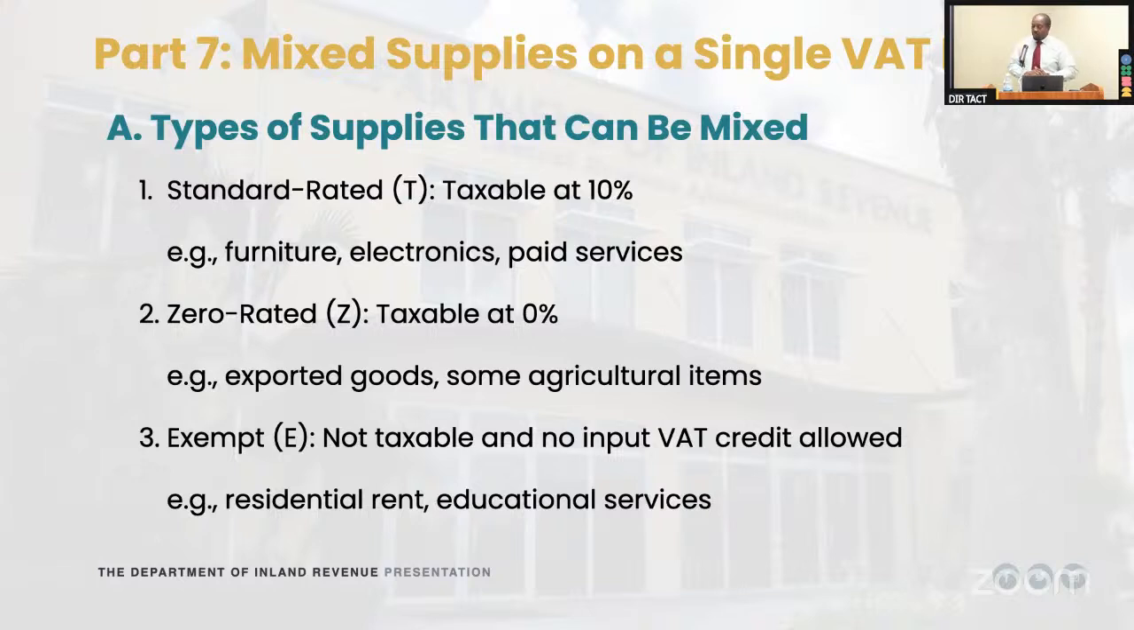So you want to make sure that the invoice that you get is properly set up where you can actually see the invoice amount. The types of supplies that can be mixed: you can have a standard rated 10%, on things like furniture, electronics, paid services; a 0 rated, taxed at 0%; and now for our standard rate, you have both the 10 and the 5% to consider. And then you may have exempt goods that aren't taxable and no input VAT can be allowed for those, like residential rent and educational services.